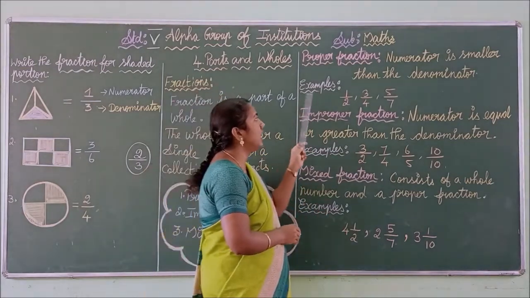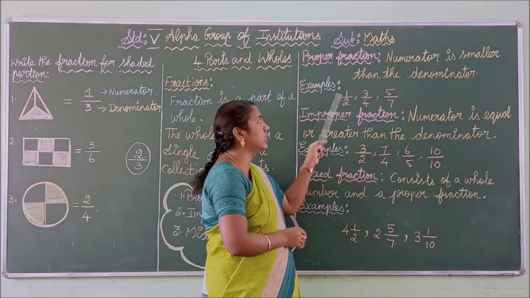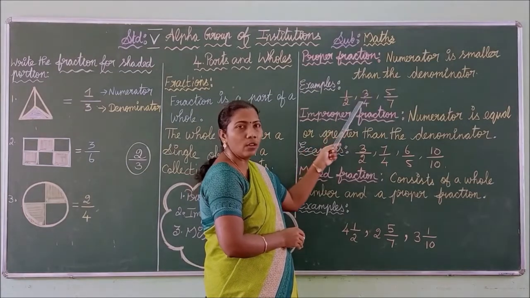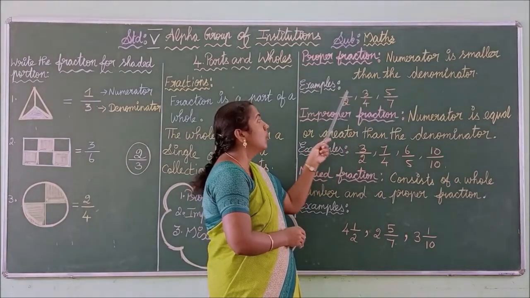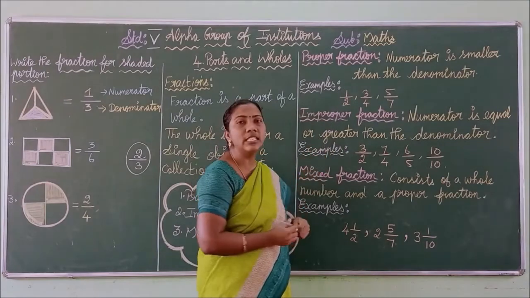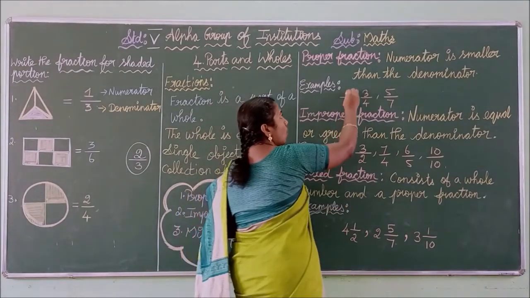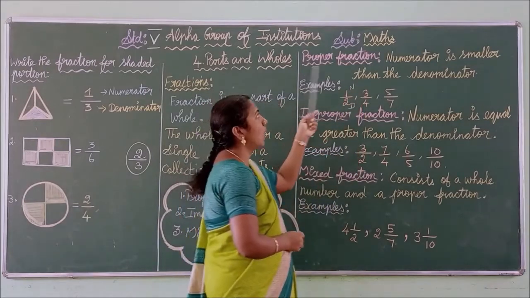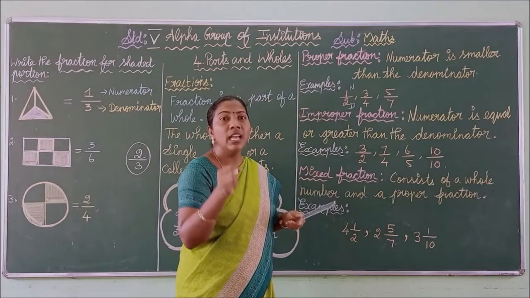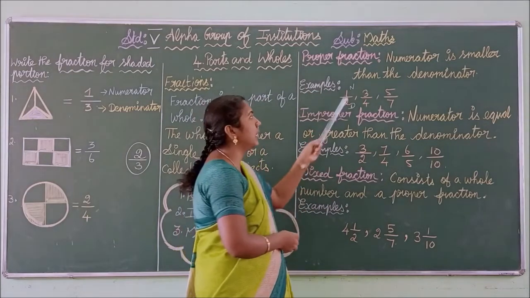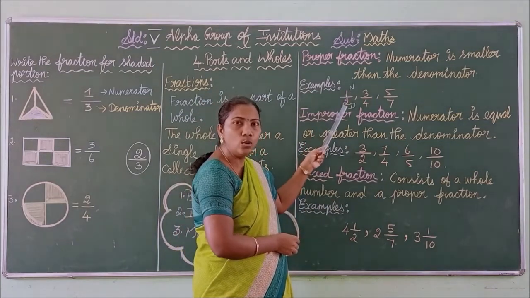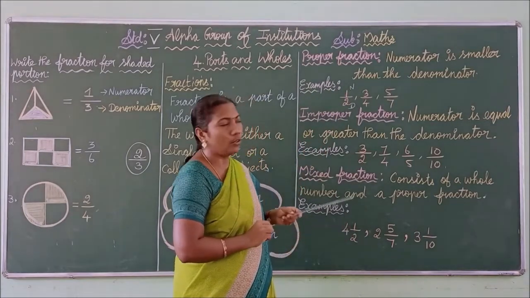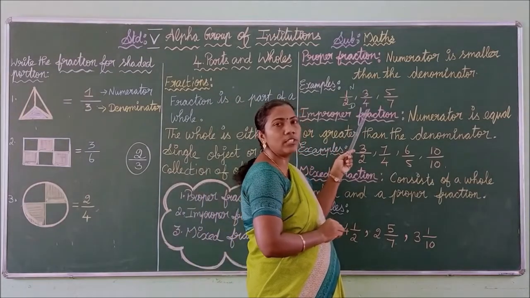See here. Here I have given some examples for you. See the first example. Read the example: 1 by 2, 3 by 4, 5 by 7. In the first fraction, 1 by 2, which is the numerator? Yes, 1 is the numerator and 2 is the denominator. If it is a proper fraction, the numerator is less than the denominator. See here, 1 is less than 2. So you have to call this fraction a proper fraction. Okay, see the next one. 3 by 4, which is the numerator?